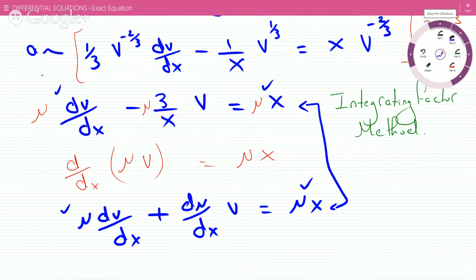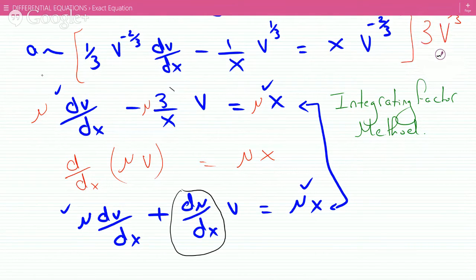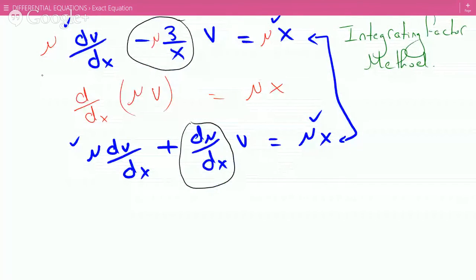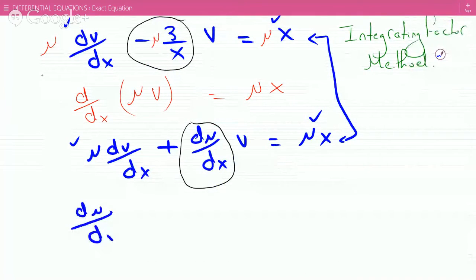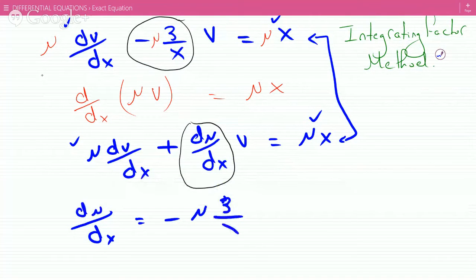One second here, Ben. So that means those have to be the same. So that makes d mu over dx equals minus mu 3 over x. Okay, go ahead, Ben. What's the question?